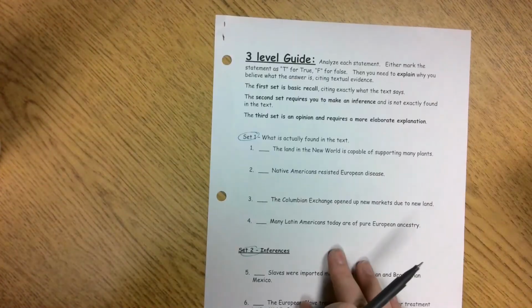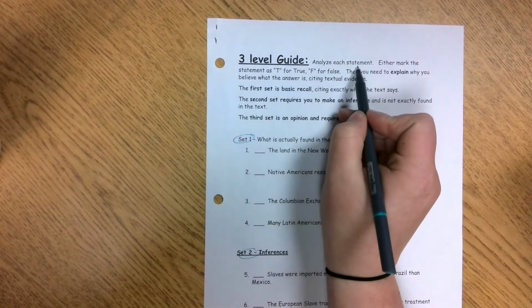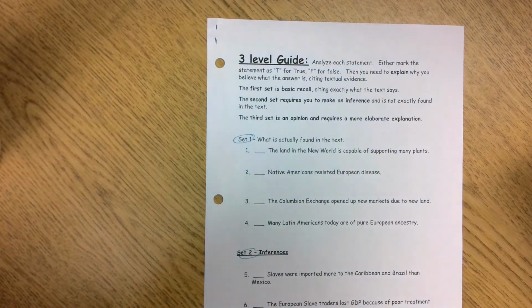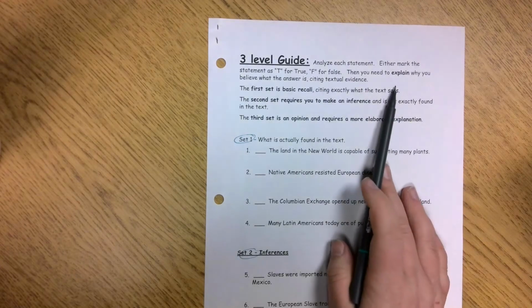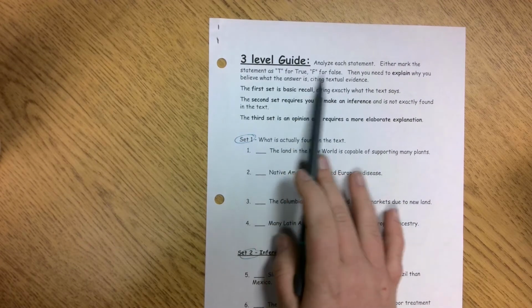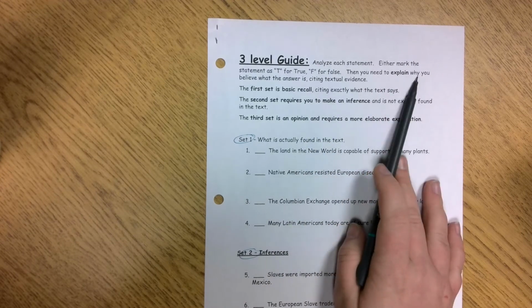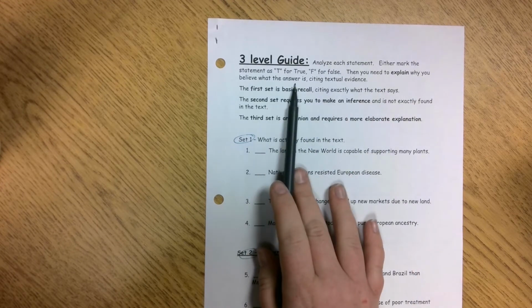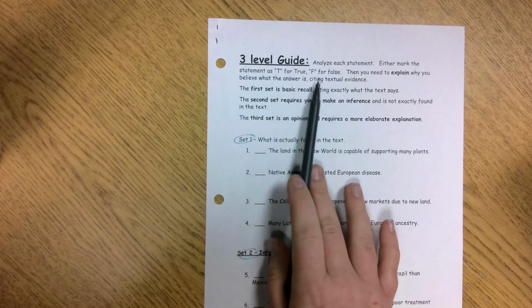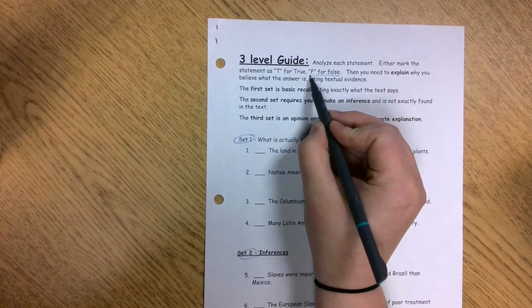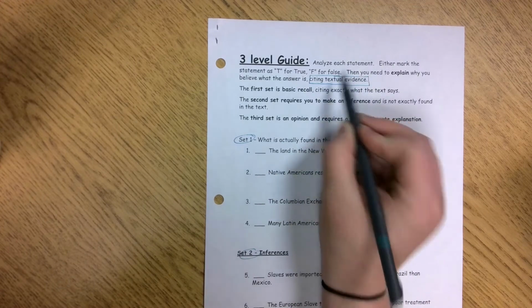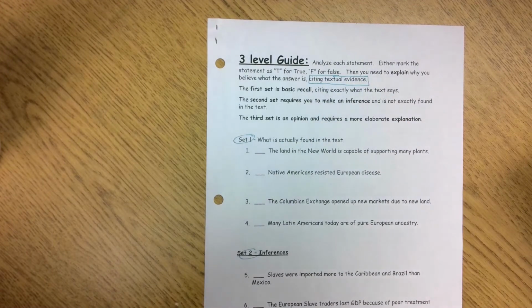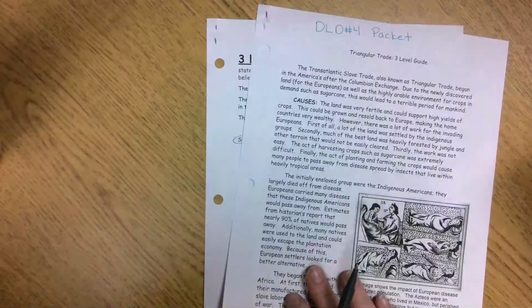So what are we going to have to do? We're going to have to analyze each statement. Basically, that means look at it, read it, and think about it. Actually give it some thought. We're going to mark each statement as true or false, and then we're going to have to explain why we think that's the answer, true or false. And we're going to have to, this is the part where we struggle, cite actual textual evidence. All right, where are we going to get that textual evidence? The article. That's why this article is super important.